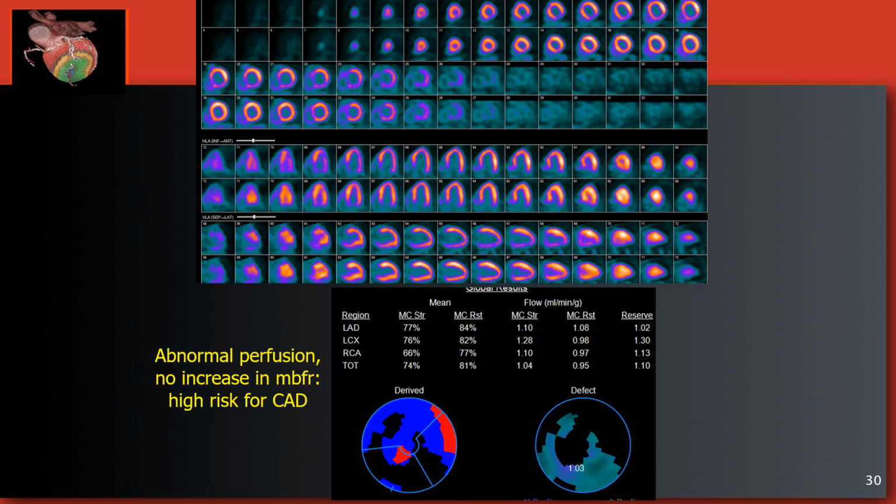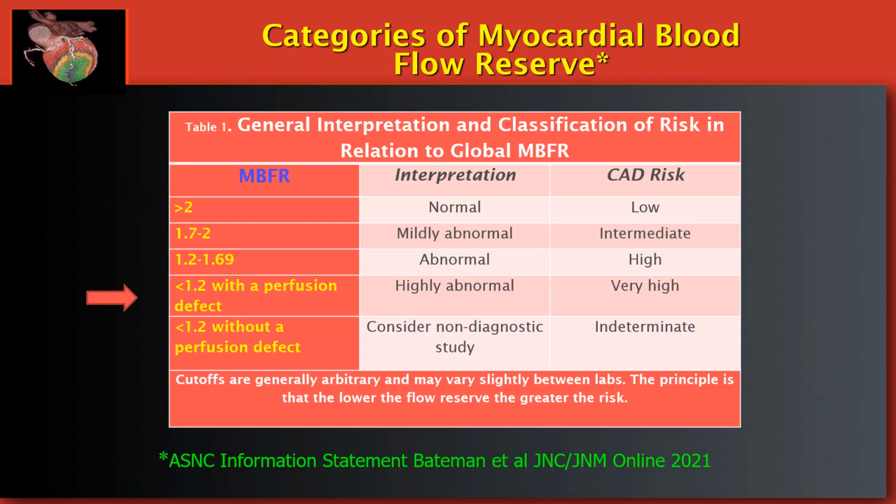If you look at the total blood flow reserve numbers, it is 1.1 globally. You look at all of the epicardial vessels, and you see that it is decreased everywhere. You look at the derived and defect polar maps, and you can see that it does look like this patient has some global ischemia. So this person falls in that category of being less than 1.2 with a perfusion defect. This is a highly abnormal study. This patient has a very high risk of coronary artery disease.